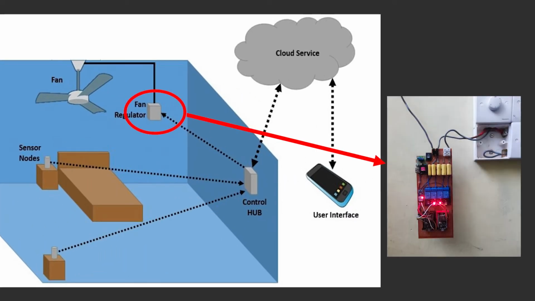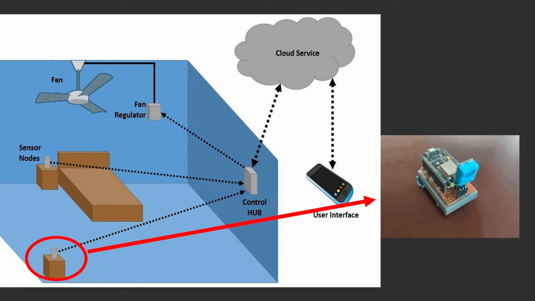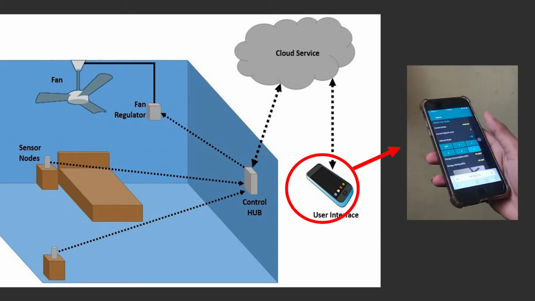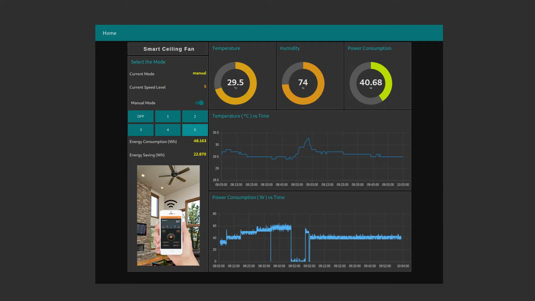This shows the physical implementation of the controller. This is the physical implementation of the sensor node. Here is the physical implementation of the control hub. This shows the mobile interface of the dashboard. Here you can see the web interface of the dashboard.